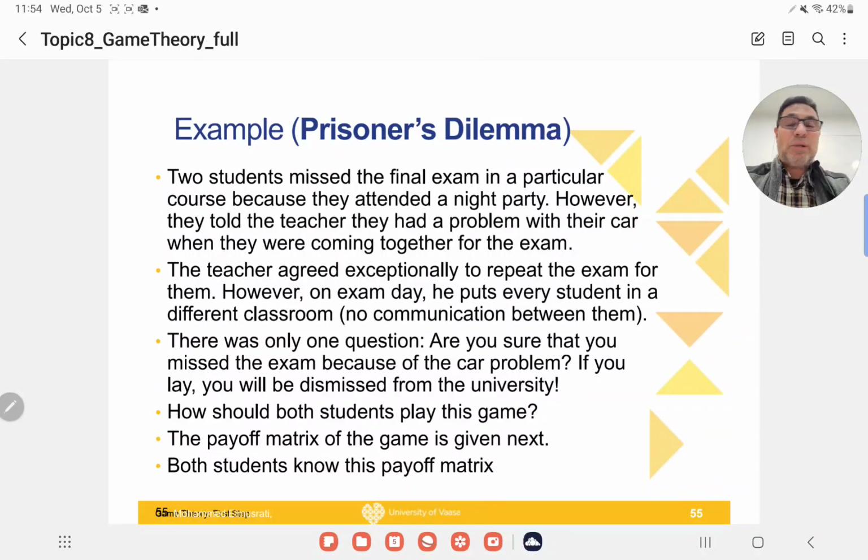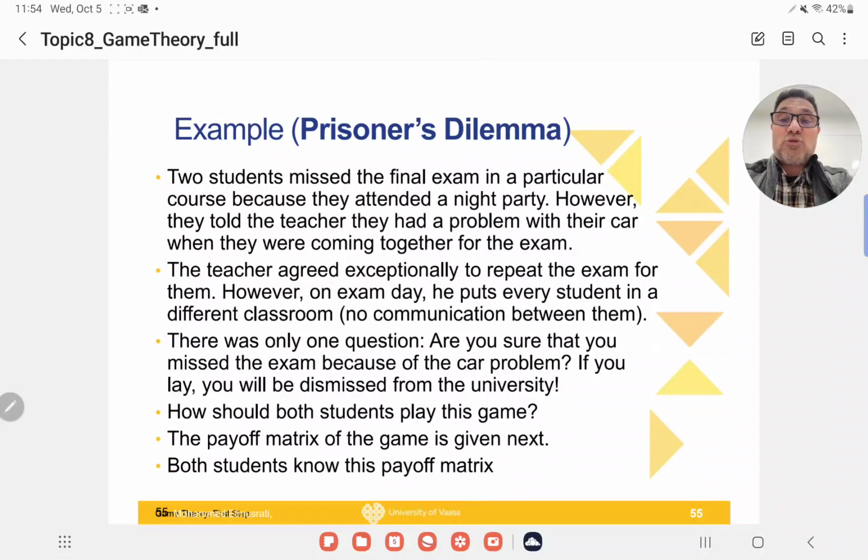Hello everyone, welcome to part 3, the last part of topic 8, where we should complete the discussion about game theory and how the intelligent agent should react in case of multi-agent environment and limited resources.